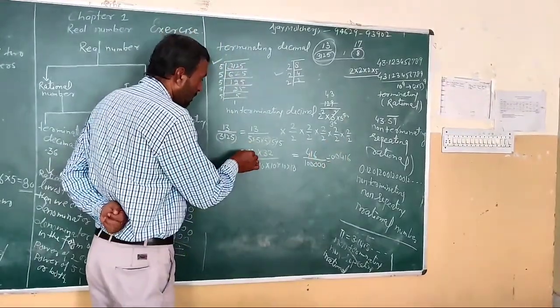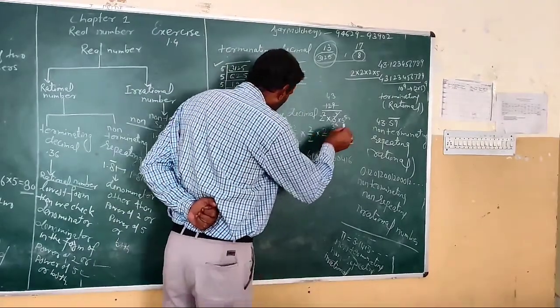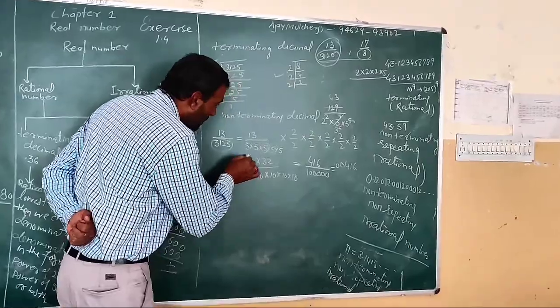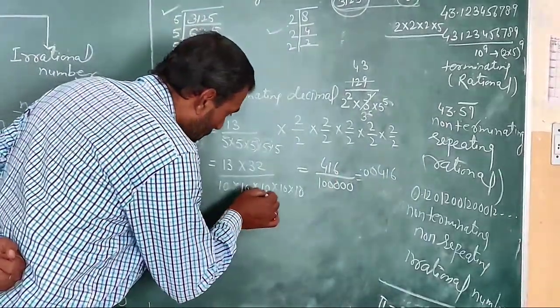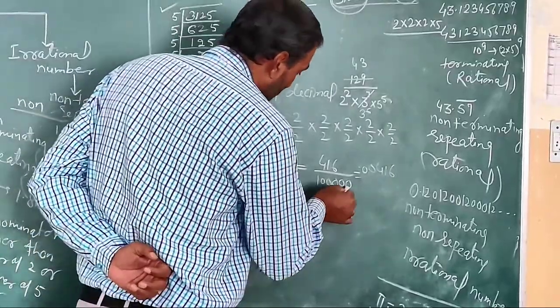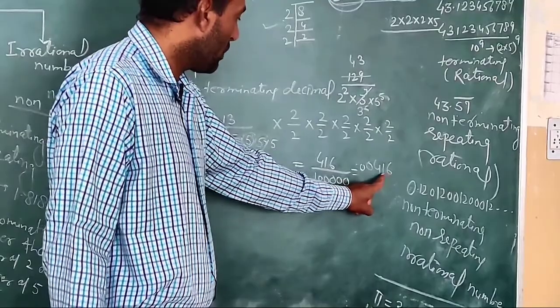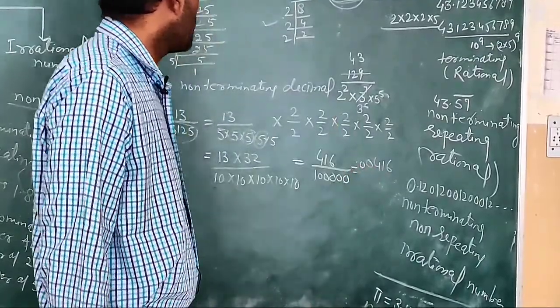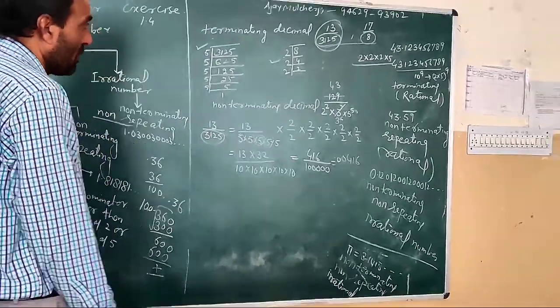13 is here in the numerator place. 2 to the 4, 4 to the 8, 8 to the 16, 16 to the 32. 32 into 13, we get 416 upon 1 followed by 5 zeros. Count the zeros: 1, 2, 3, 4, 5. So the decimal point goes before 5 digits. And this is converted into a rational number in the form of a decimal.